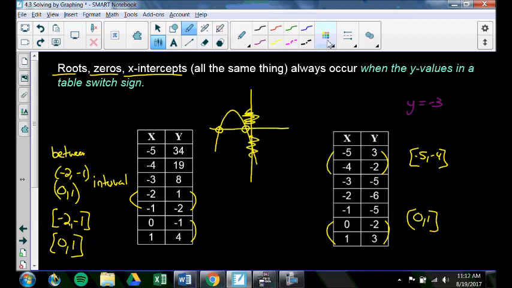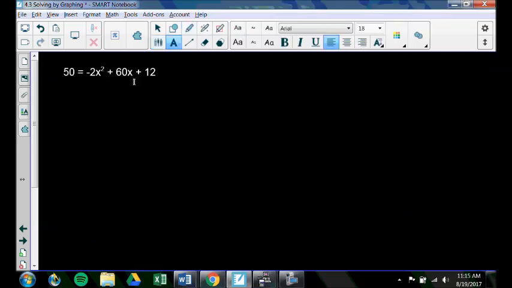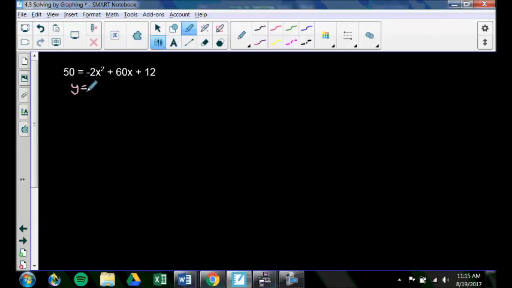Well, that's going to happen somewhere in this range, so between negative 4 and negative 3, and somewhere in this range between negative 1 and 0. Okay, last one here. We're going to graph y equals negative 2x squared plus 60x plus 12.